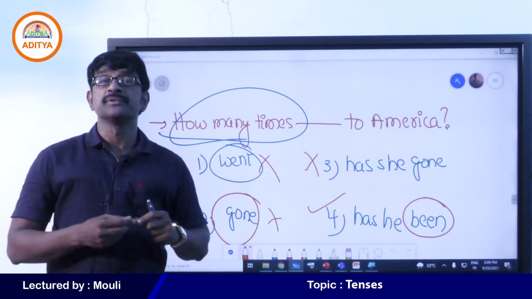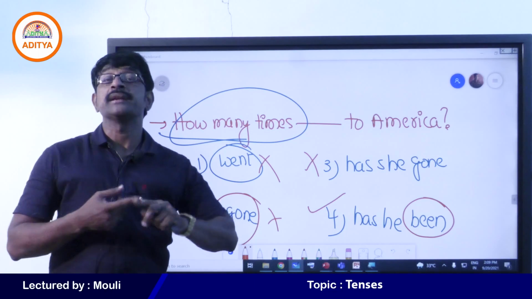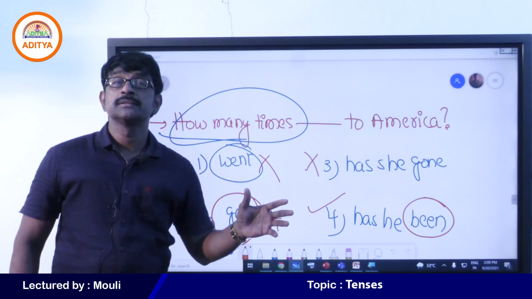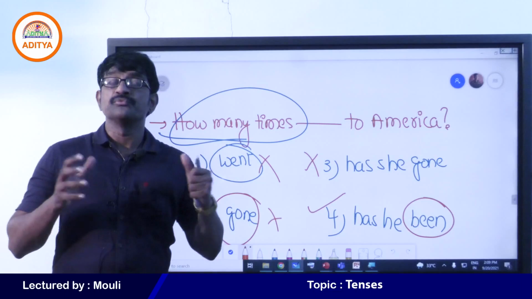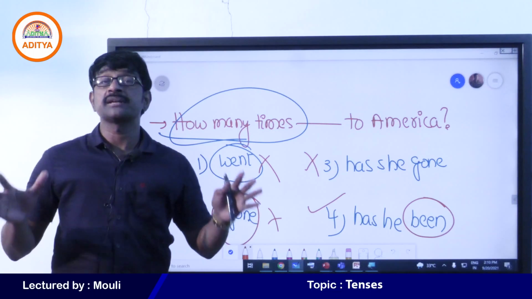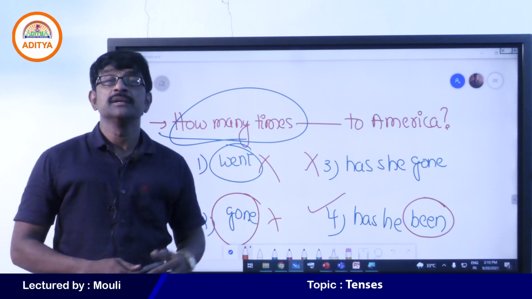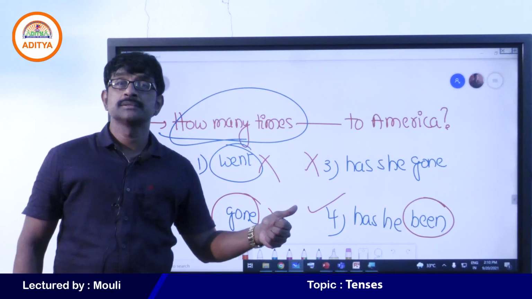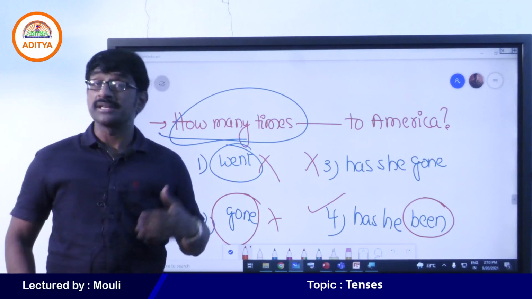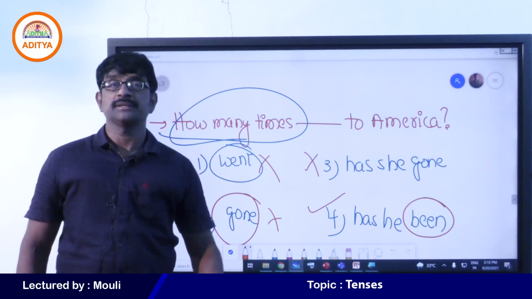So there are 2 words, one is been and another is gone. Both can be used in present perfect tense. But whenever we have once, twice, thrice, how many times kind of words or phrases, we must go with been. Otherwise, we can go with gone.